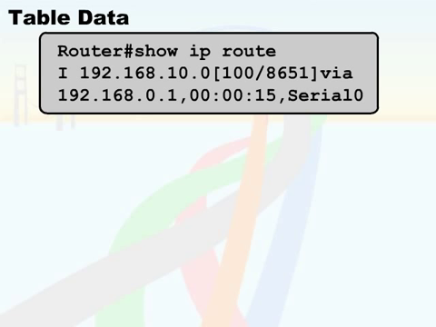We also see the age of the route. It's been in this route table now for 15 seconds. Now, that may or may not be a bad thing. It may or may not be a good thing. It just depends upon the routing protocol and its frequency of updates. How long routes stay in a route table before they're actually refreshed.